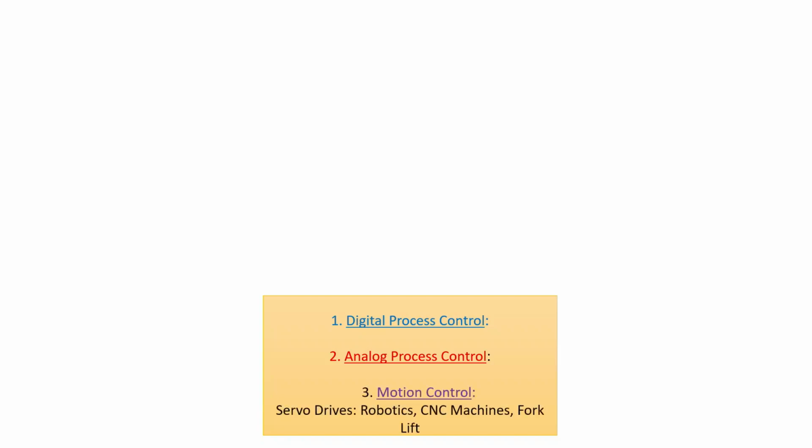First, digital process control, in which we can control the output for on or off conditions. Second, analog process control, in which we can control the output for the whole range from 0 to 100%. Third, motion control, in which we can use servo drives, in CNC, 2-axis, 3-axis, and 6-axis robotics control machines. These process controls can be controlled by open and closed loop systems.